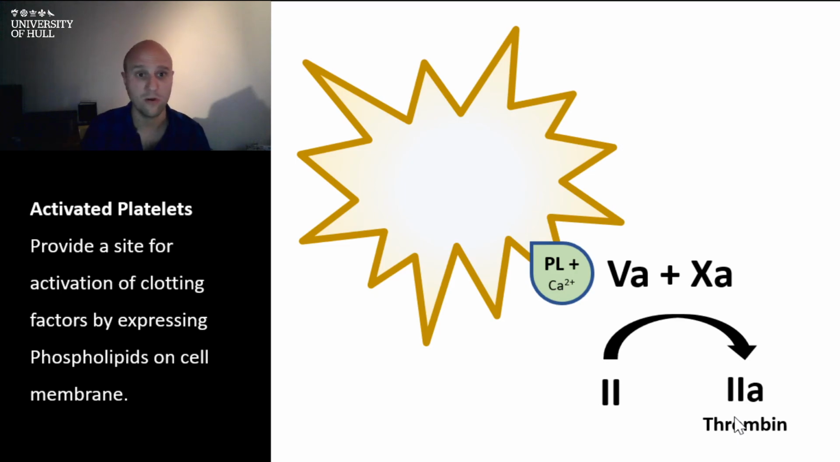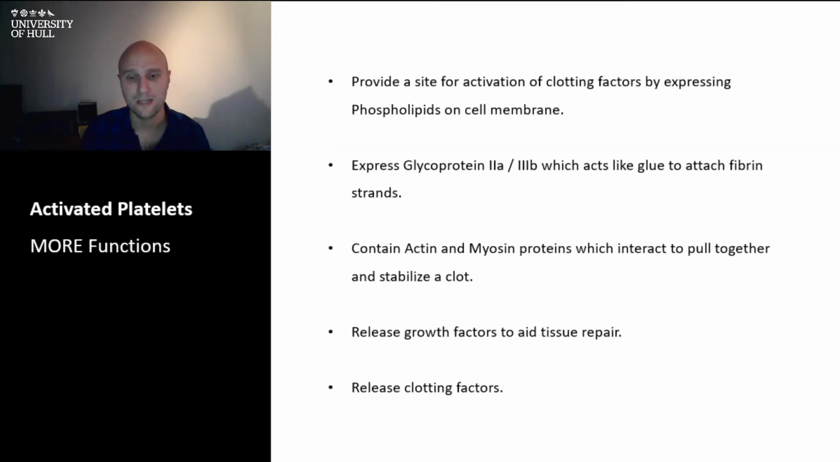As we've mentioned before, thrombin is a really crucial clotting factor for the whole of haemostasis. So here's a quick list of those functions. It expresses those phospholipids to help to provide a place for other interactions to occur. It has these glycoproteins that stick to fibrin to make a clot. And another thing that we'll talk about further on in our tutorials is that it's actually got actin and myosin proteins that you recall pull together in muscles, that will pull the clot together and do something called clot retraction to make the clot stronger. And they'll release other things, including growth factors.